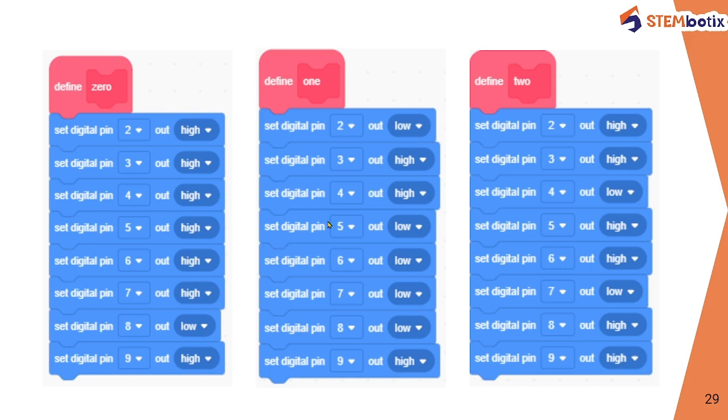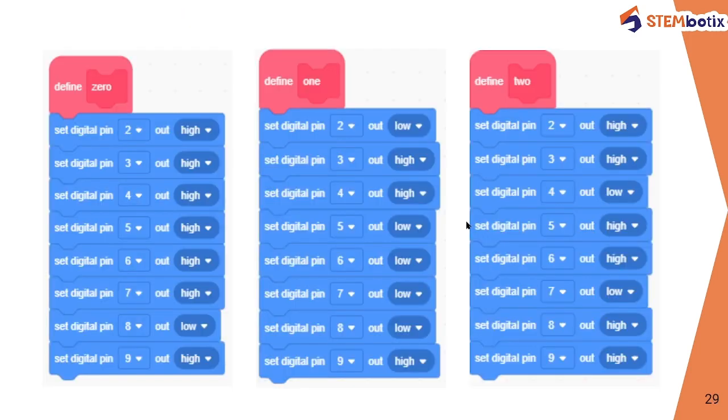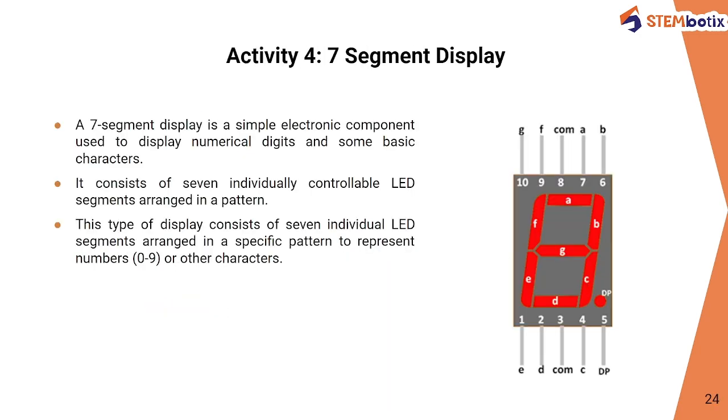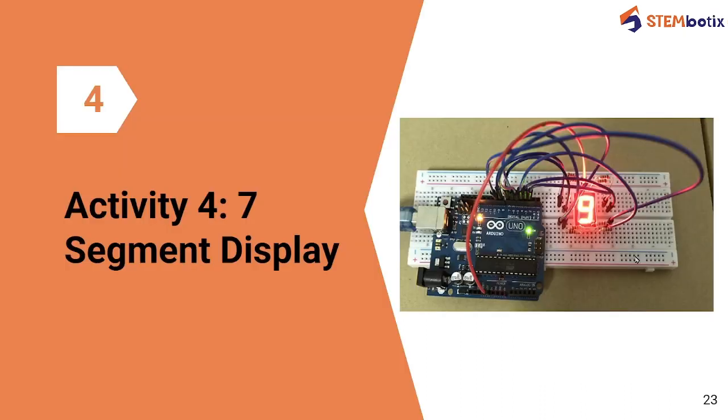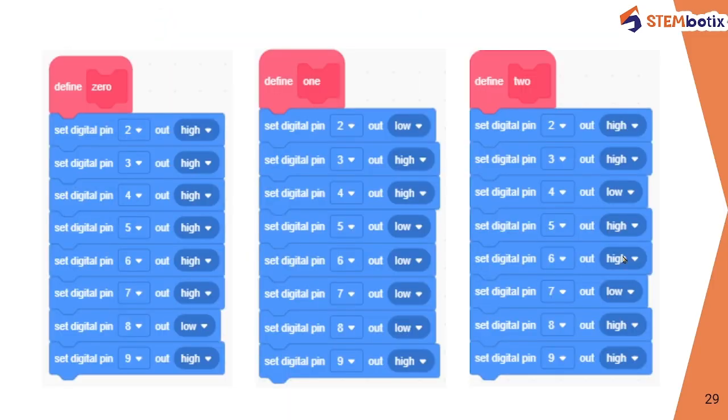For 1, we require only these two segments on, and all the other segments should stay in off mode. Hence the only two sections are pin number 3 and pin number 4, which should be in high mode. As you can see here, for 1 we need both these sections on. So we have added this into our block coding: pin number 3 and pin number 4 as high and all the others as low.